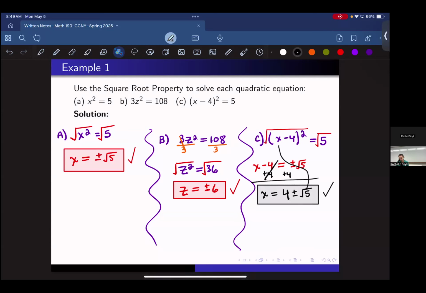If you were to plug this in, let's look at the 4 plus square root of 5. We subtract 4 from that. We just get positive square root of 5. And if we square that, we end up with 5. So that works. If we plugged in 4 minus square root of 5, well, the minus 4 makes that cancel out. We square negative square root of 5, and we once again get positive 5. So that one also works.